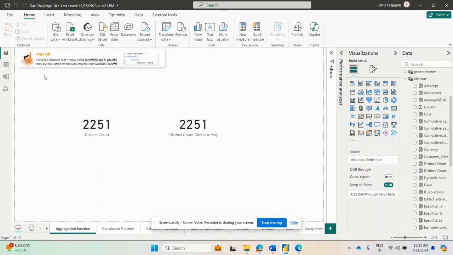And here is the pro tip: for large datasets, over 1 million rows, using COUNTROWS and VALUES may put less strain on the storage engine than DISTINCTCOUNT. So COUNTROWS and VALUES is a more optimized way to calculate the distinct count.